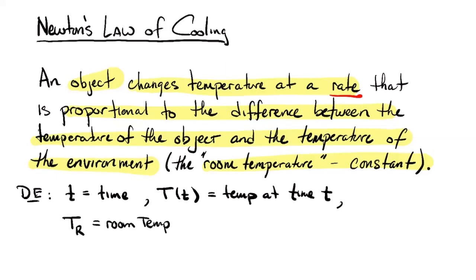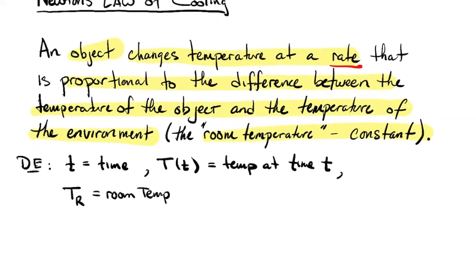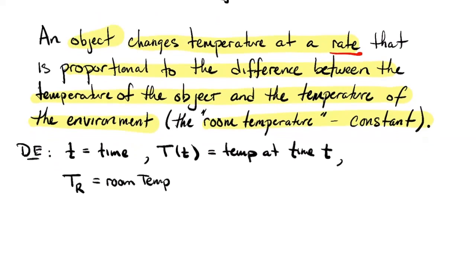Okay, and that's all we need to state this as a differential equation. So we'll let T equal time, capital T is the temperature of the object at time t, T sub r is room temperature. So if I translated Newton's law of cooling into a differential equation, it says that the rate of change, right? So the rate of change is the derivative, dT/dt. It's proportional to, that is a constant times, I'll just call the constant K, the difference between the object's temperature T and the room temperature.